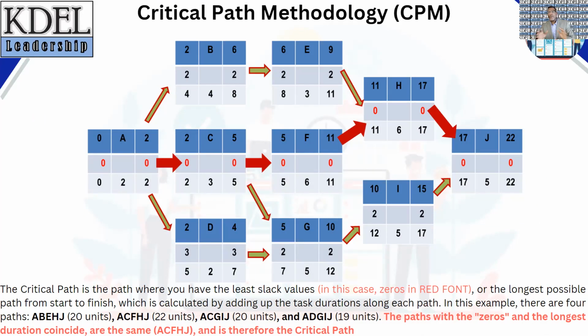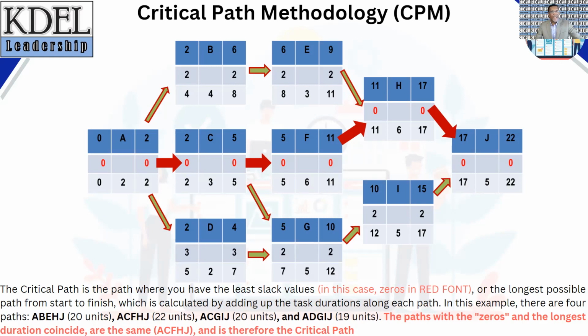Now let's define the critical path a little bit. The critical path is a path where you have the least slack values. In this case, zeros in red font, or the longest possible path from start to finish, which is calculated by adding up the task durations along each path. In this example, there are 4 paths.